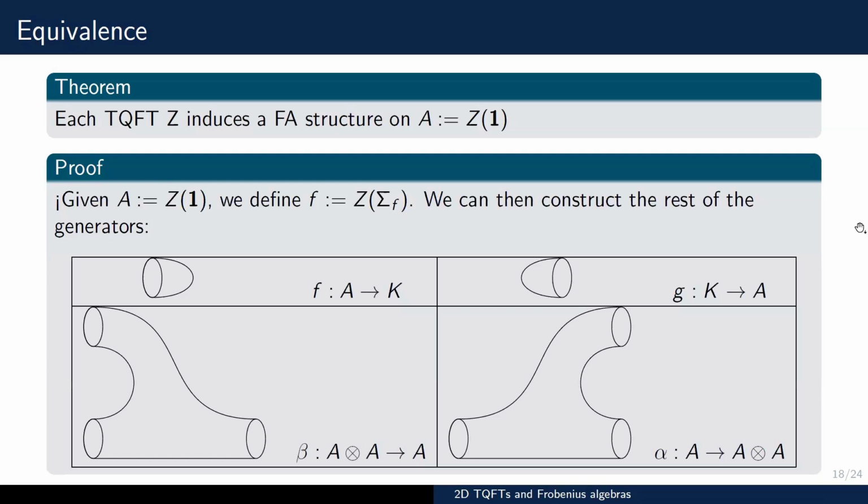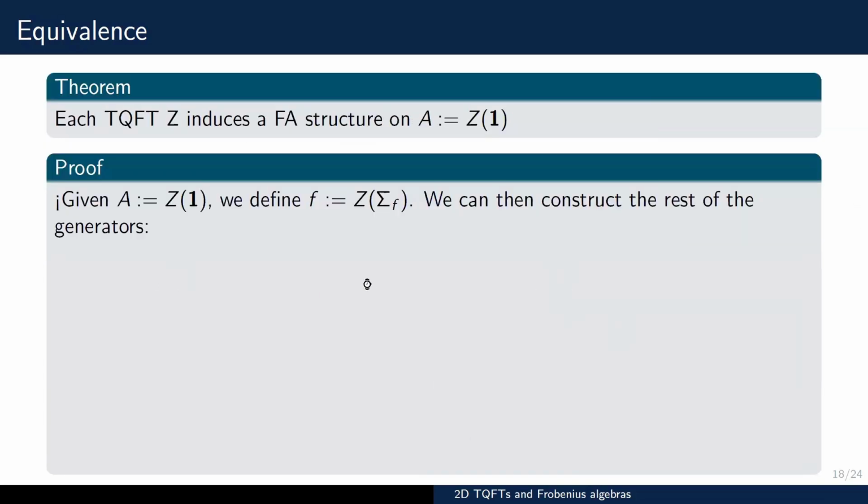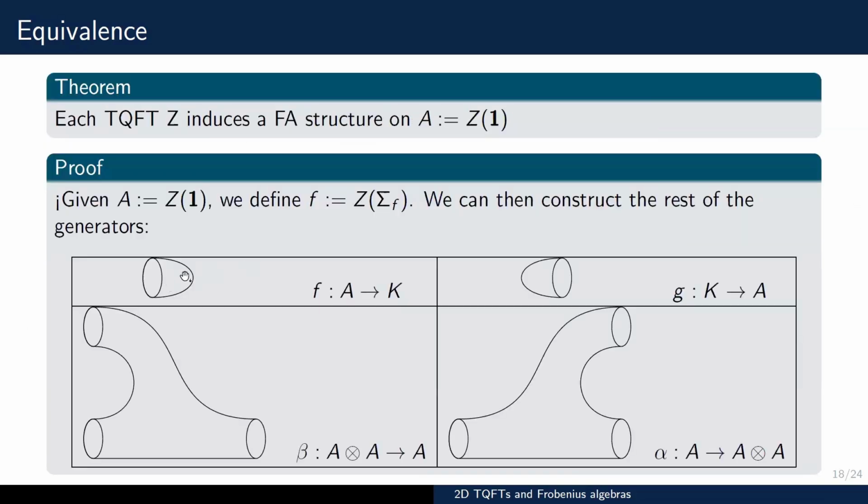Here you can see, I hope my cursor is visible, that this element called the death of a circle is associated to its one form. The other dual, the birth of a circle, is associated to the unit element. We have the pair of pants associated to the multiplication and the co-pair of pants associated to co-multiplication.